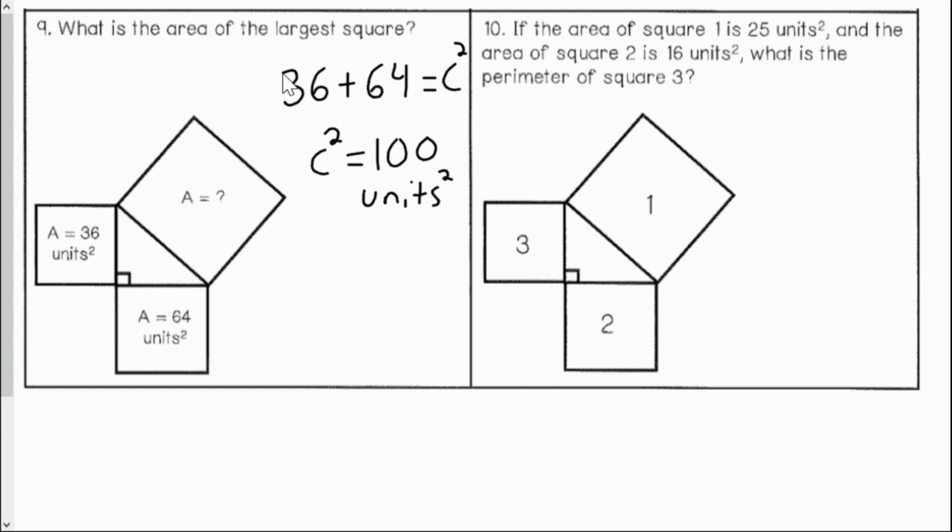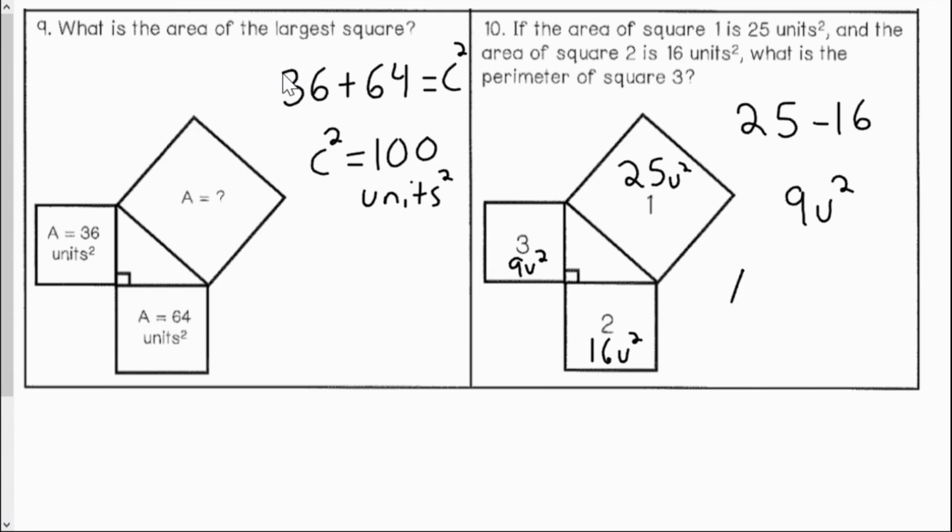Number 10, if the area of square 1 is 25 units squared and the area of square 2 is 16 units squared, what is the perimeter of square 3? So this one gives me the area of 1 and 2. So 1 is 25 units squared and 2 is 16 units squared. So using those two areas, I can find the area of 3. I would subtract 25 from 16, which gives me an area of 9 units squared. So 3 is 9 units squared.